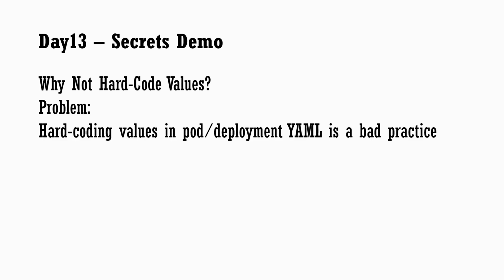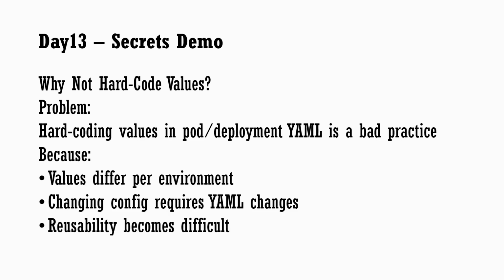Today is day 13 of our Kubernetes series and today we will see a hands-on demo for secrets. In our last video, we understood what config maps and secrets are, and we also learned why we should not hardcode configuration values inside the pod or deployment YAML because those values can change across environments like dev, QA and production. So to reuse the same pod definition in different environments, we store the configuration data in a common place and then reference it from the pod manifest.